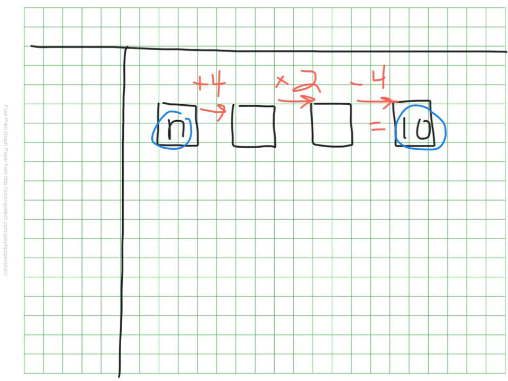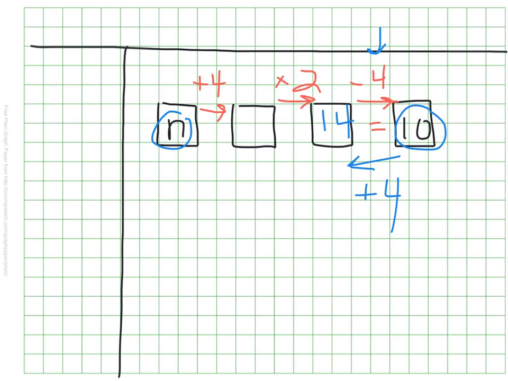The last operation that was used was subtracting 4. That was the last thing that happened to my mystery number. So I'm going to do the opposite, or what we call the inverse operation. So instead of subtracting 4, going backwards, I'll add 4. Well, 10 plus 4 would be 14. So this box must have been filled with a 14.